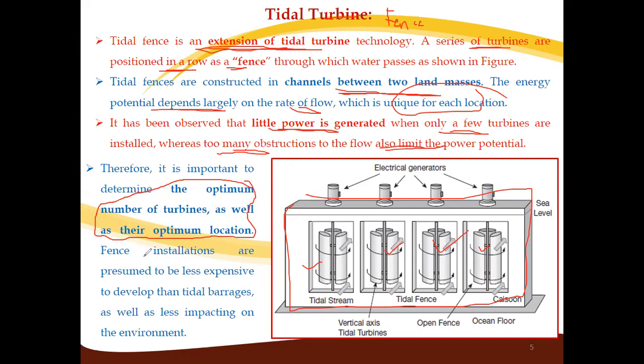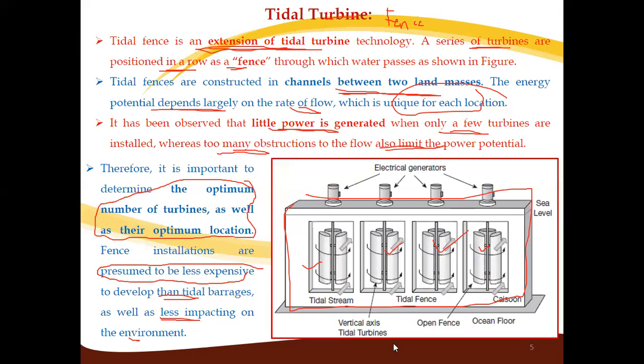The fence installation is presumed to be less expensive. Installation of a fence is less expensive than developing a tidal barrage, and it is also less impactful to the environment. So this is the third way by which we can produce electricity, that is by using a tidal fence. It is an extension of tidal turbines, with a number of tidal turbines connected together to form a fence.